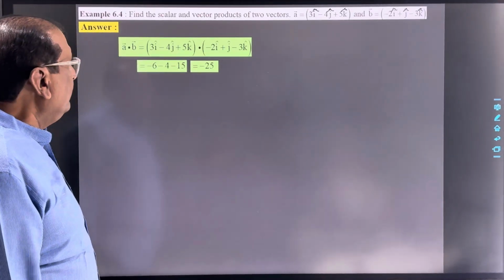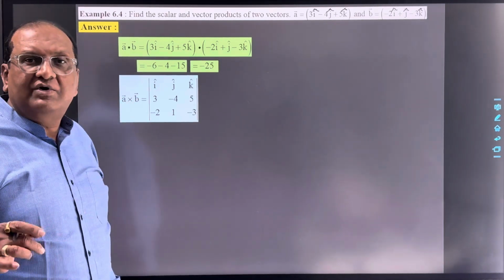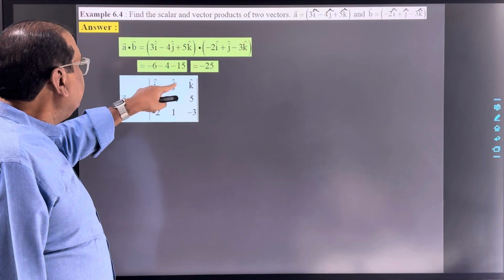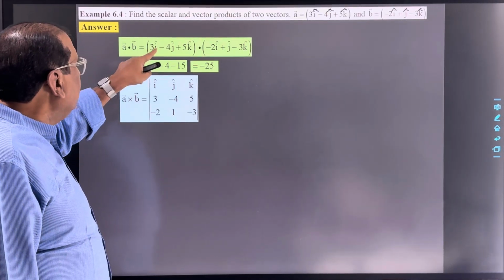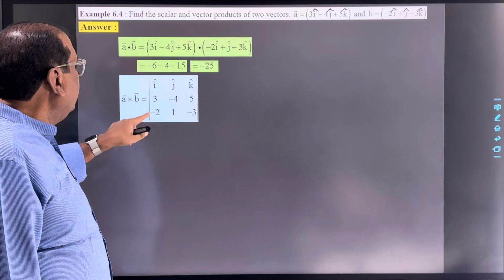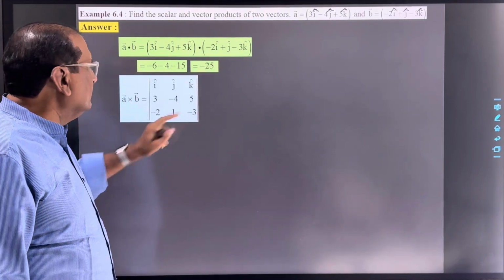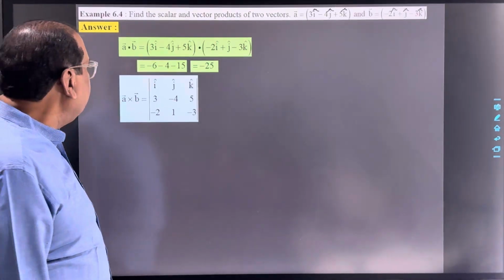Now the vector product. Vector A cross vector B, that is the vector product, is represented by the determinant i caret, j caret, k caret; ax, ay, az, so 3, minus 4, 5; bx, by, bz, so minus 2, 1, minus 3. Now we have to solve this determinant.